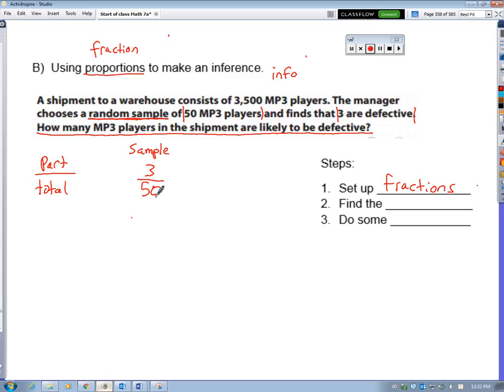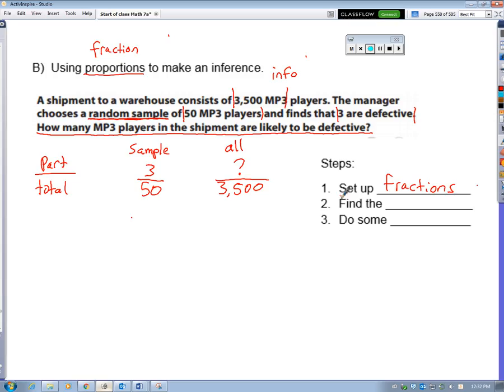Now let's make a fraction for all of them. The whole entire thing, which is going to be this number, 3,500. That's the total number of MP3 players we have. 3,500 is going to go on the bottom of my fraction for the total. And what I'm trying to find is this number right here. How many of those are going to be defective?